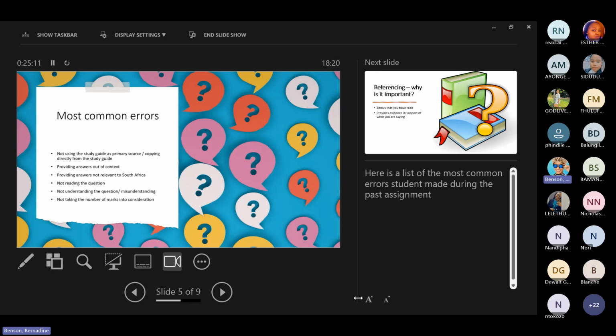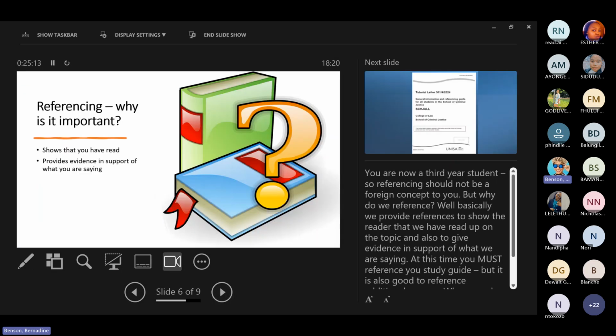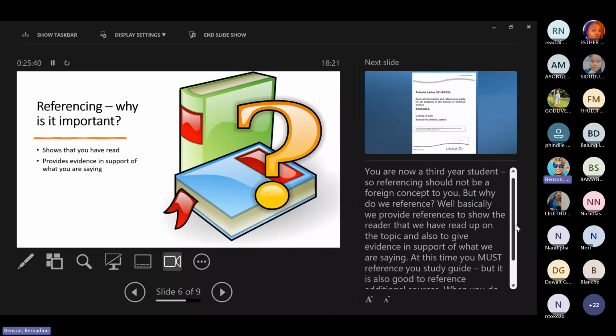Okay, let's proceed to the next one, referencing. You are now a third-year student, so referencing should not be a foreign concept. Why do we reference? Reference is nothing other than giving proof, giving evidence to show that I have read and this is what I've read. So basically, we provide references to show the reader that we've read up on the topic and also to give evidence in support of what we are saying.